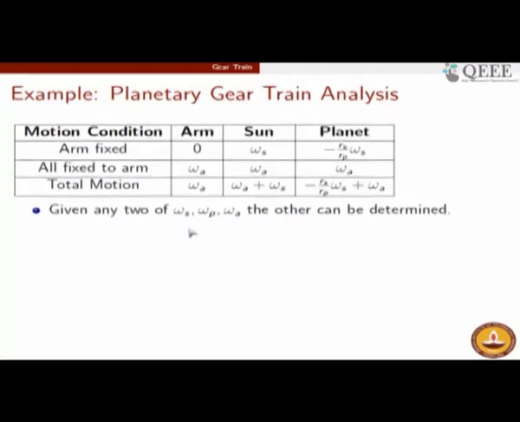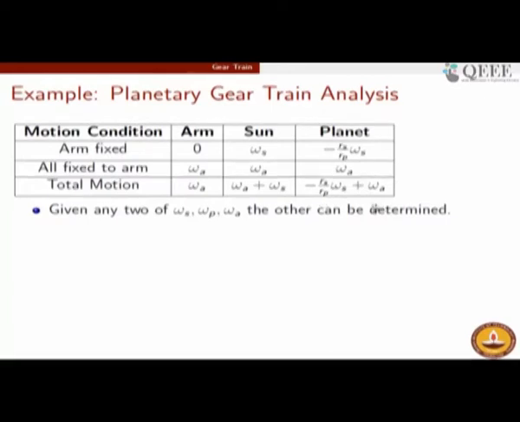So what we need for the solution is that if any two of them are known, then we can determine the third. There are three components, remember, the arm, the sun and the planet. But the total motion of each of these three components is determined by only two variables, omega a and omega s. So if we know the arm speed and the sun speed, then we can determine the planet speed. So in other words, we require two inputs to determine the output coming out from the planet gear.